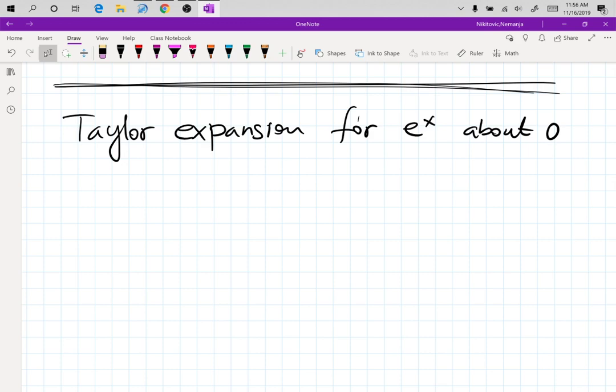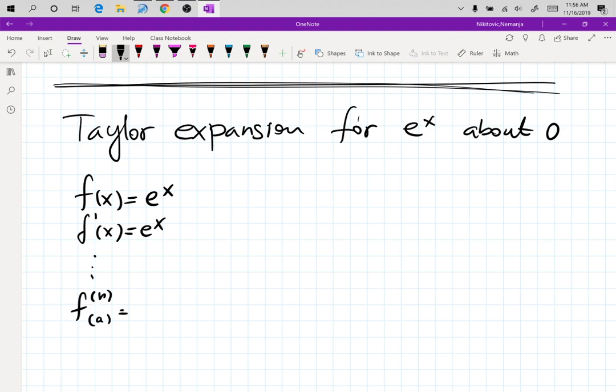Let's take a look at this problem together. The function that I would like to represent with the Taylor polynomial, which means do the Taylor expansion, is e to the x. So f of x is e to the x. Now, the first derivative is e to the x, and all derivatives are e to the x.